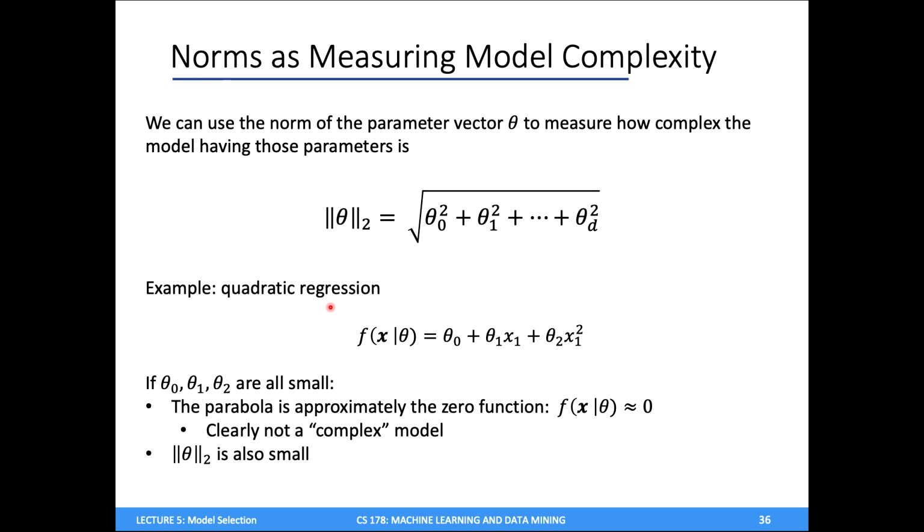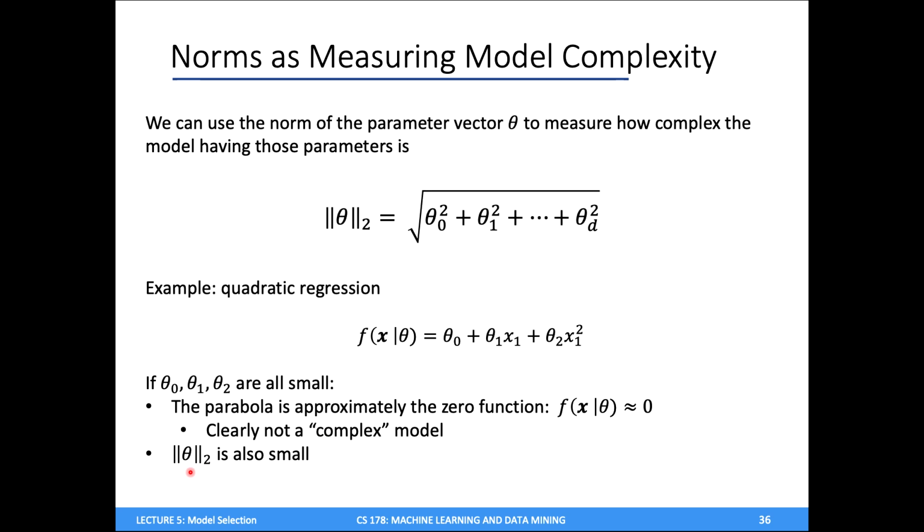So, for instance, if we're doing quadratic regression on a single feature, we have 3 parameters: theta 0, theta 1, and theta 2. These are the 3 weights in our model. If all of these parameters are very small numbers, then the parabola defined by this function is pretty close to the 0 function, right? If these numbers are almost 0, then f is approximately 0, no matter what x value we stick in. Hopefully this is clearly not a complex model if it just predicts 0 for every input x.